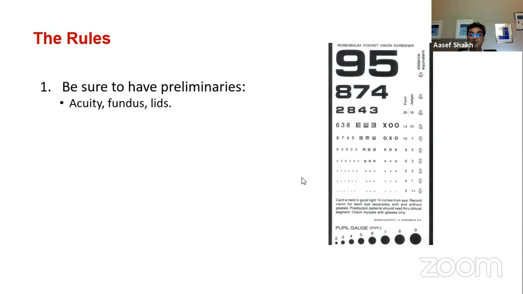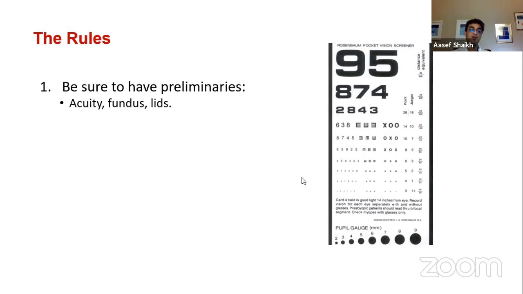What that means is we have to make sure that our patient can see, because if somebody cannot see, it is literally impossible to check their gaze or to interpret anything out of the gaze. You can look at their gaze, but there's not much you can interpret out of it. Same stands for the fundus. So you have to make sure that their fundus is okay. In other words, they can see.